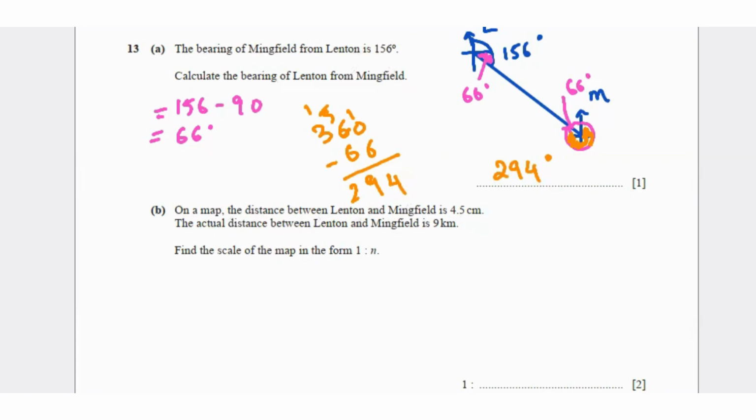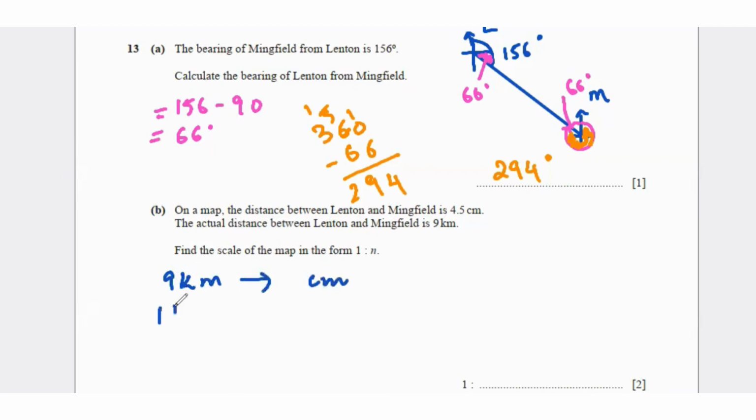Then on a map, the distance between Lenton and Ming field is 4.5 centimeters. The actual distance between Lenton and Ming field is 9 kilometers. Find the scale of the map in the form of 1:n. So first, let's divide 9 kilometers into centimeters.